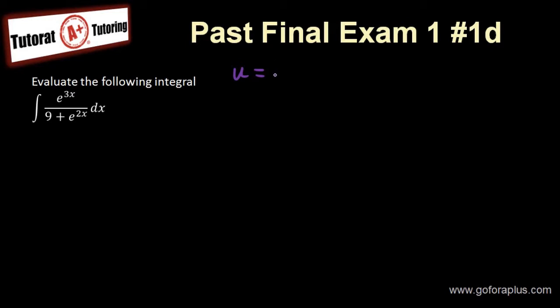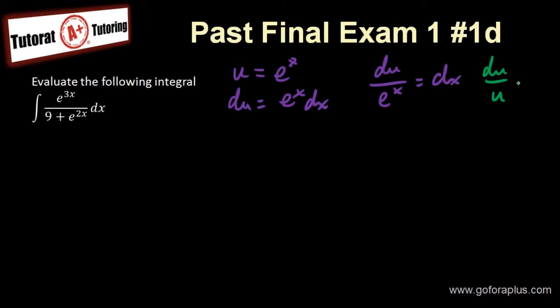So u equals e to the x, then du is equal to e to the x dx. So that means that du over e to the x equals dx. And that's basically du over u, because e to the x is basically u, equals dx.